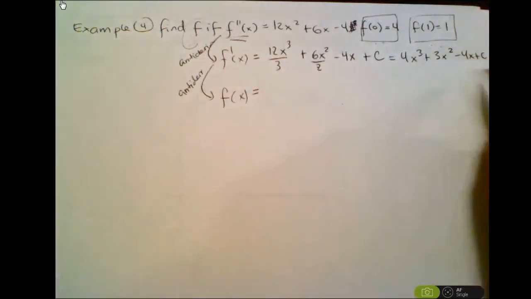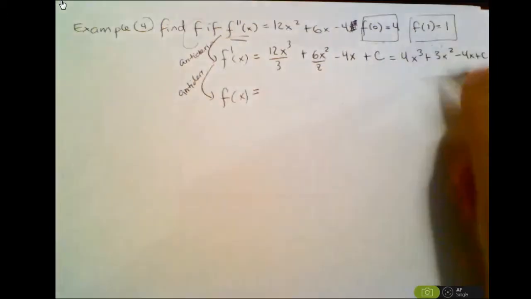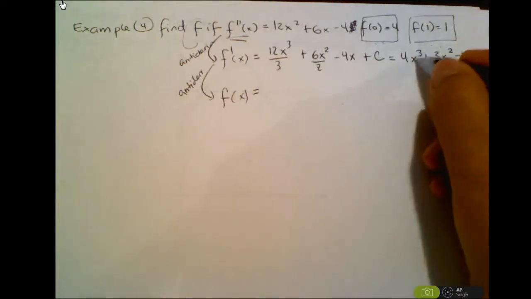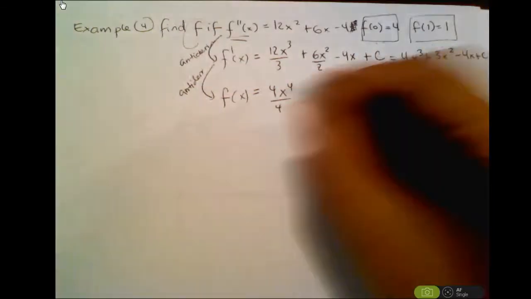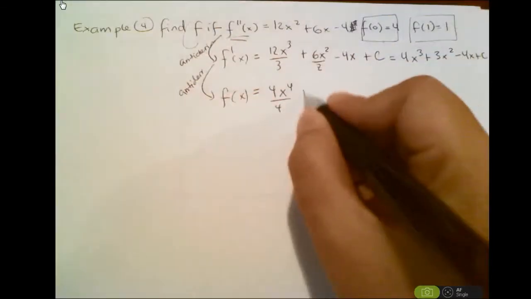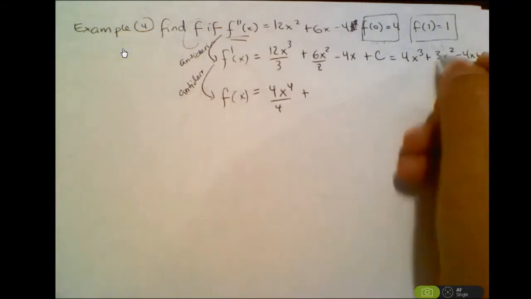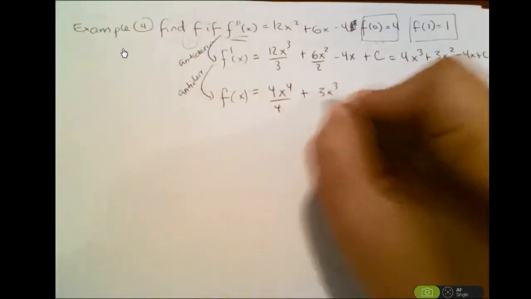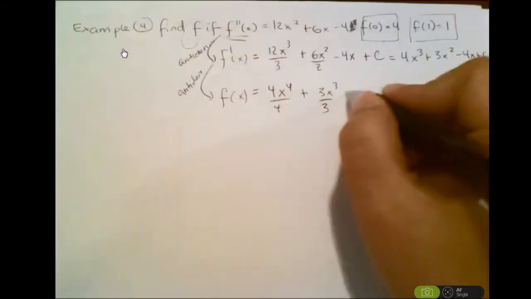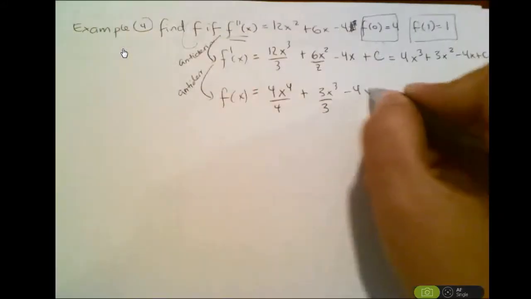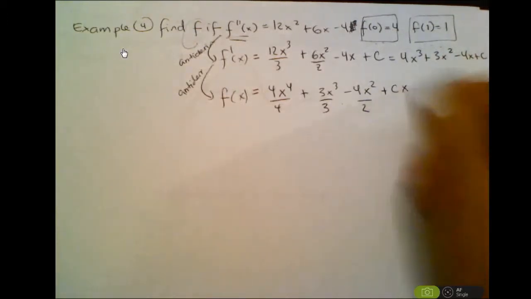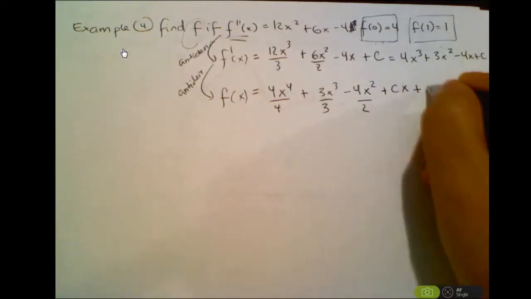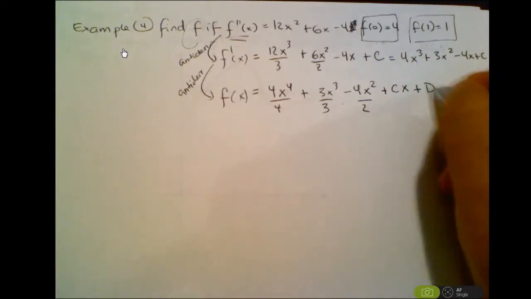Since all of them are still powers of x, I can just apply the rule. x to the third will become x to the fourth over 4, and the 4 that was initially here stays, plus 3x cubed over 3, minus 4x will become x squared over 2, and then the plus c will become plus cx, and then I'm going to add d.